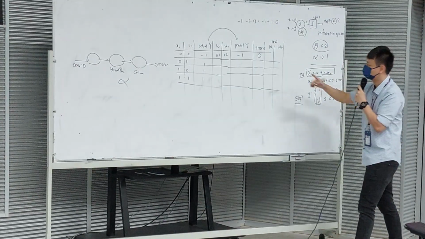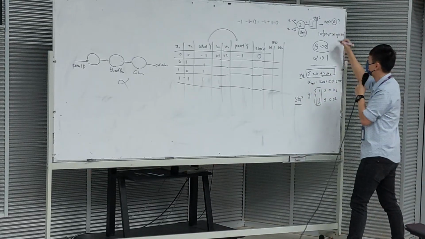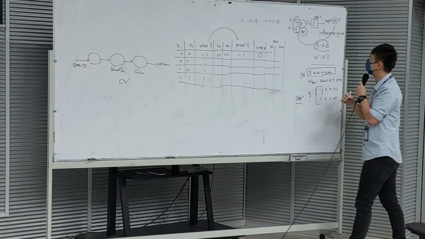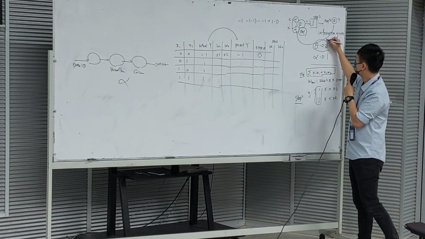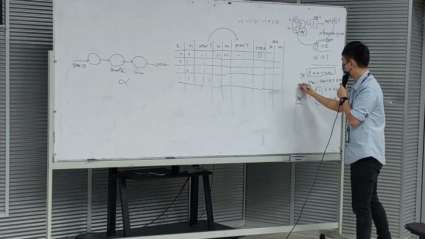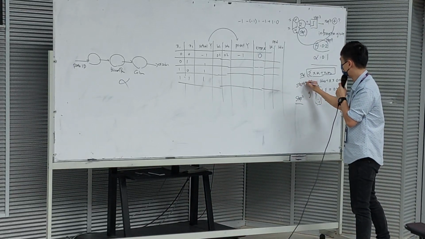Okay, so you get these errors. What is the purpose of the errors? We want to feed back to here to adjust this W1 and W2, which is step number 4. So you have to use this step 4 here.